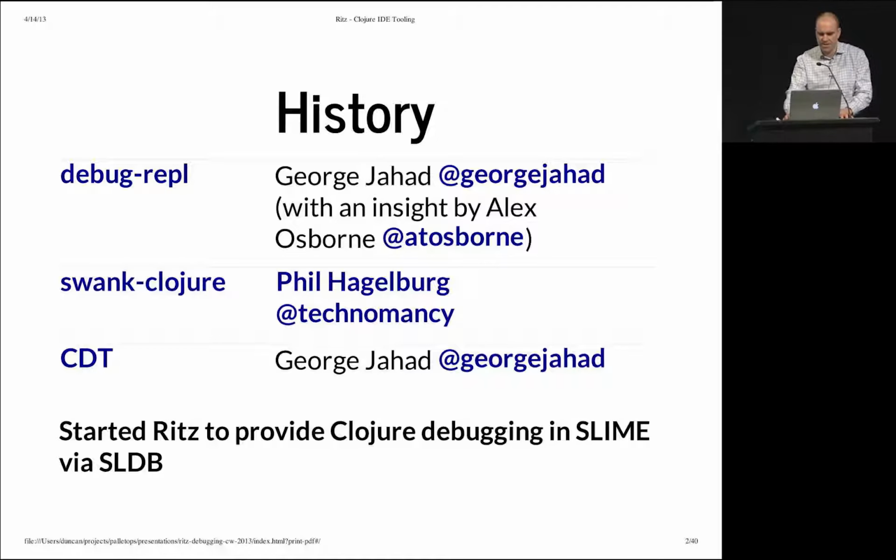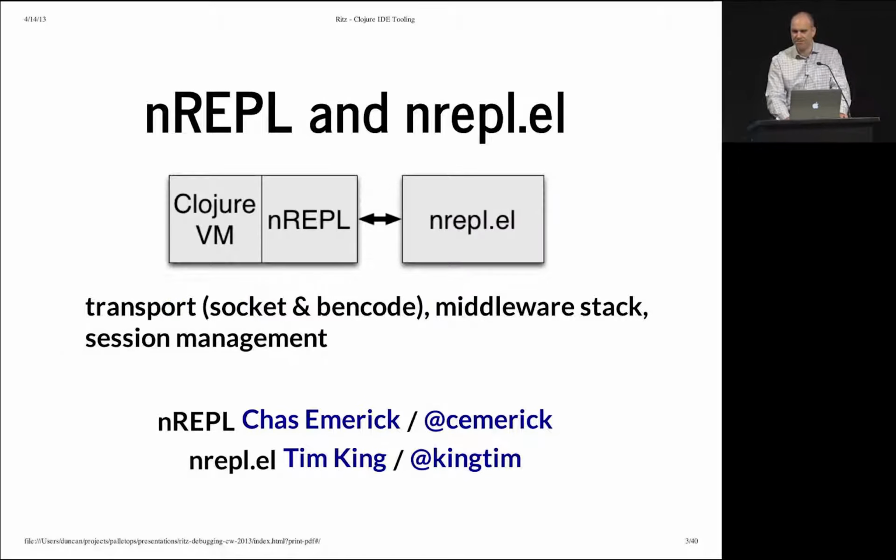So since then, things have changed a little bit. We now have nREPL. nREPL is Chas's inspiration for a project to allow you to use a Clojure JVM across a remote connection. It's now tools.nREPL, in the official Clojure repositories.